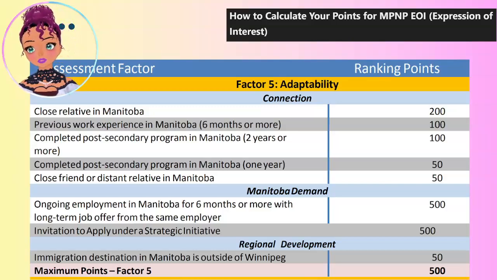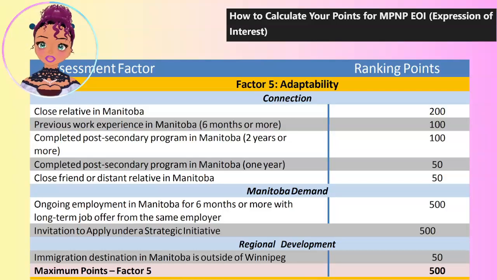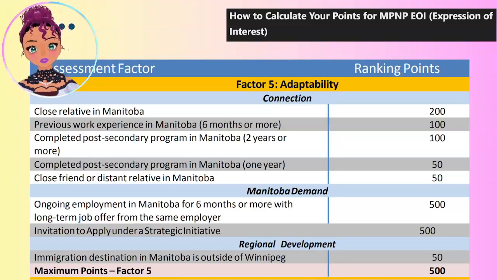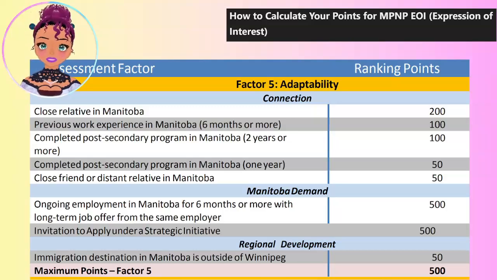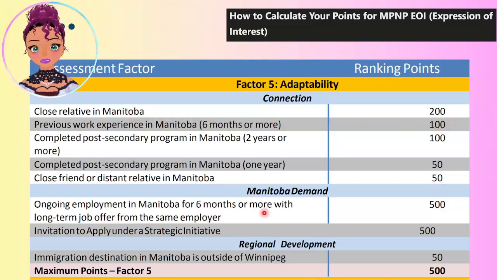This category rewards connections to Manitoba. Adaptability points are based on the type of connection you have to the province of Manitoba. All candidates must have at least one type of connection to the province. If you have more than one type of connection, you will receive adaptability points on your highest scoring connection. And so you can see for close relative, you will see the breakdown here.